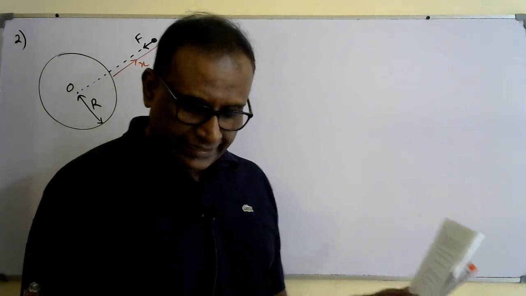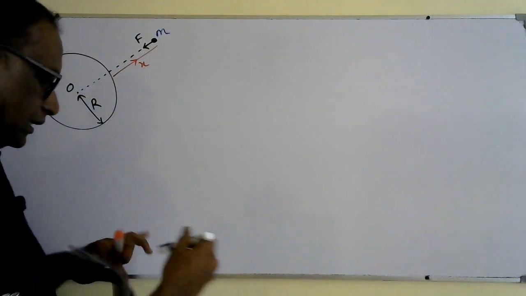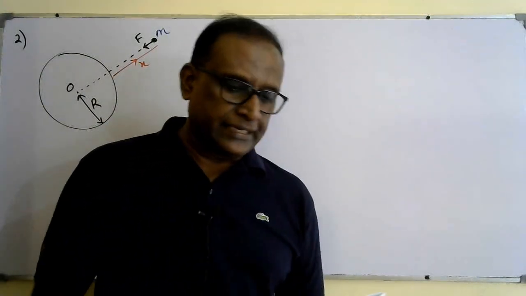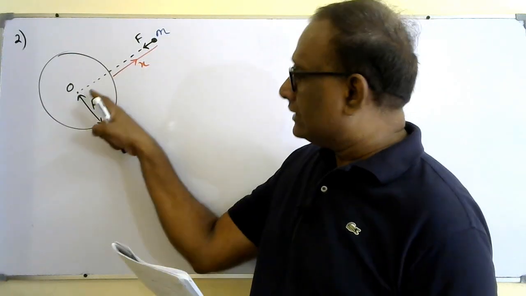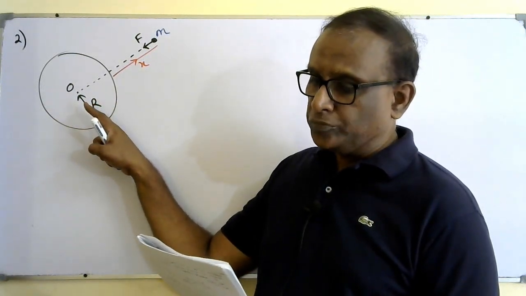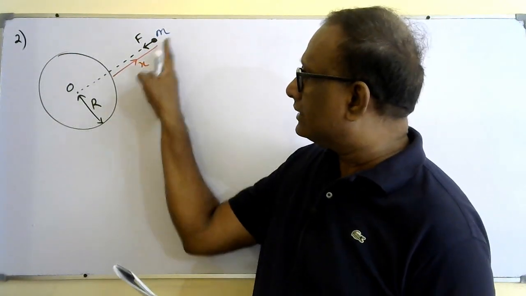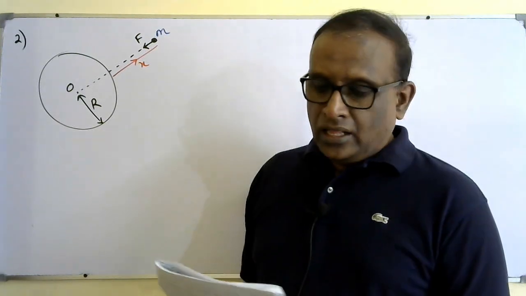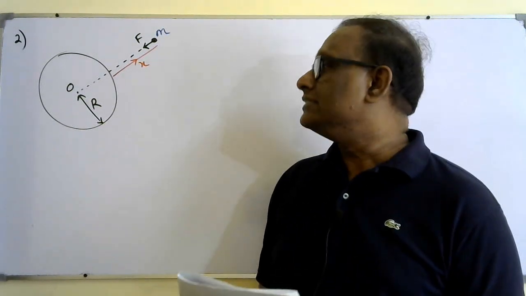The mass of the particle is m. The radius of the Earth is capital R. This force is directed towards the center of the Earth. The magnitude of this force is inversely proportional to the square of the distance of P from the center of the Earth. Okay, the radius is R. So at the surface of the Earth, the acceleration due to gravity is g.